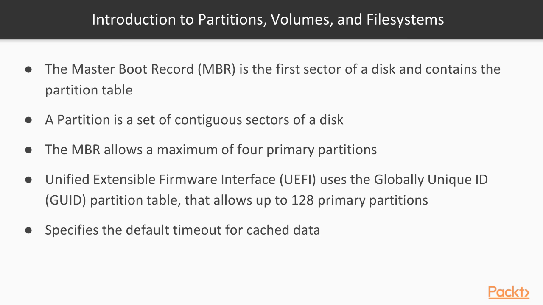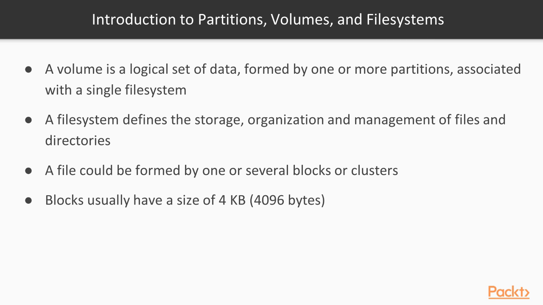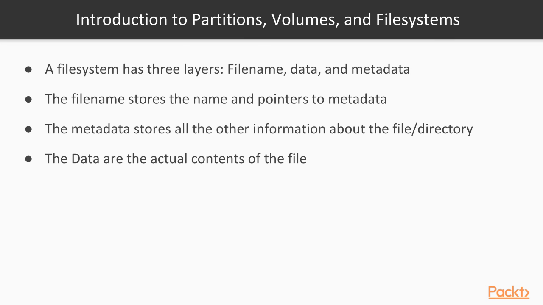A file system defines the storage, organization, and management of the data on the volume. Data on a file system is structured in files and directories. A file could be formed by one or several blocks or clusters, which are the smallest data units available. Generally on modern file systems, blocks have a size of 4 kilobytes. The information associated with a file or directory is organized on 3 layers: the file name, metadata, and data. The file name stores the name of the file and the pointers to the relative metadata. The metadata contains all the other information about the file or directory, such as the owner, timestamps, permissions, and the pointers to the data blocks. These are where the actual contents of the file are stored.